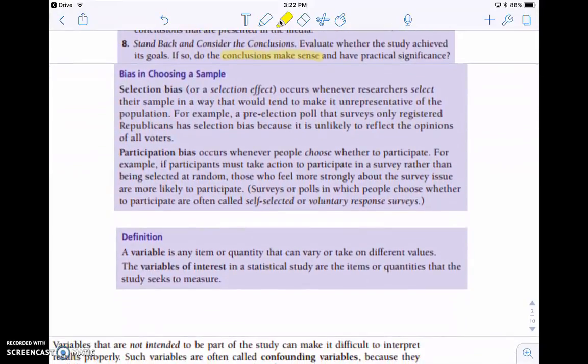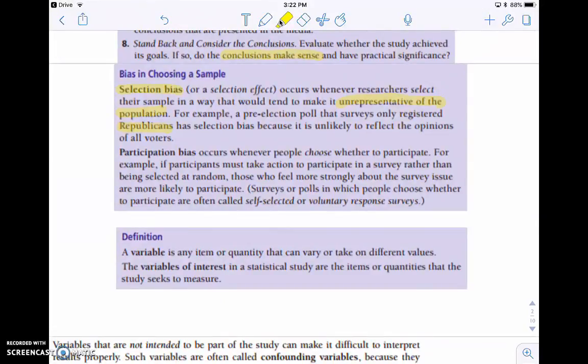So a couple of things, like I said, we were going to talk about first was bias, and bias in choosing a sample. There is one idea called selection bias, and this occurs when researchers select their sample in a way that would tend to make it unrepresentative of the population. For example, a pre-election poll that surveys only registered Republicans has selection bias because it is unlikely to reflect the opinions of all voters. So if you only pick one political view, then that potentially could sway that poll significantly.